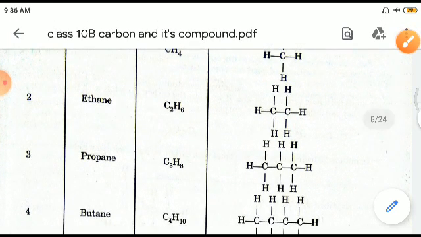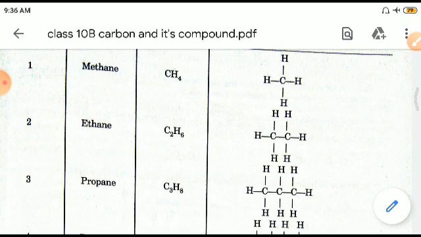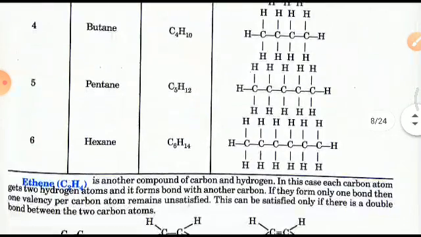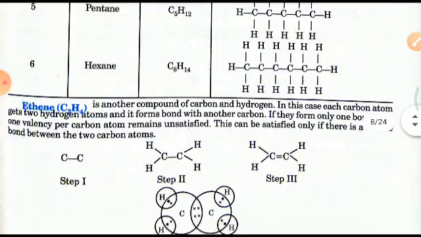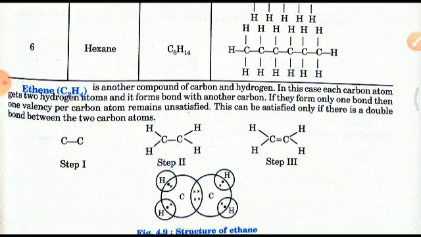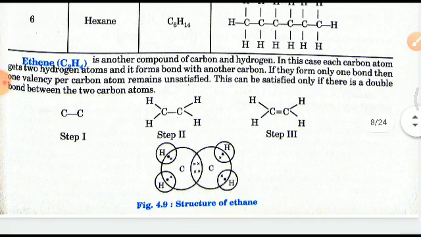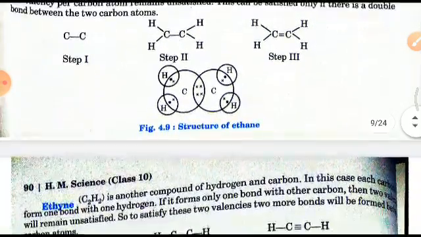Methane, ethane, see, 1 carbon 4 hydrogen is methane, 2 carbon 6 hydrogen is ethane, 3 carbon 8 hydrogen is propane, and 4 carbon 10 hydrogen is butane, and C5H12 is pentane, then hexane C6H14, right? Then there is ethene. See children, in ethene there is a double bond between 2 carbon atoms, right? So a double bond means there is unsatisfaction here. So this comes as unsaturated. And then there is ethyne.